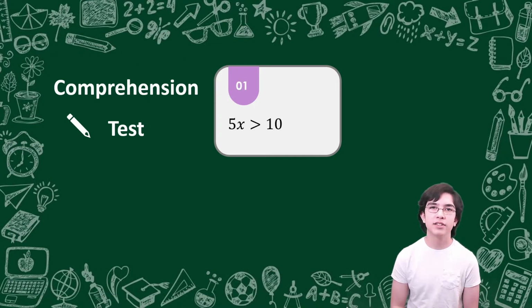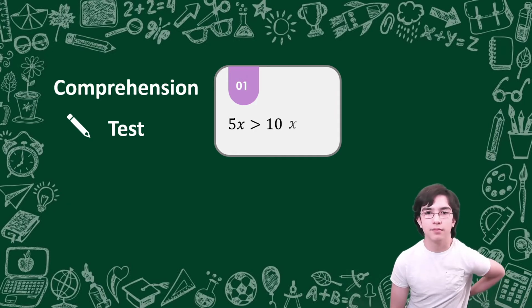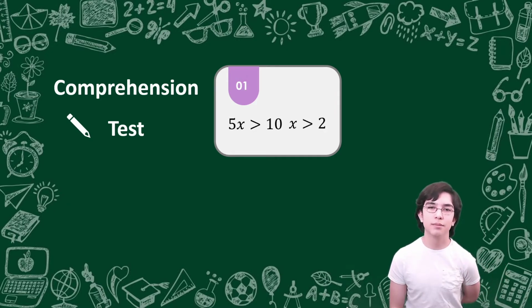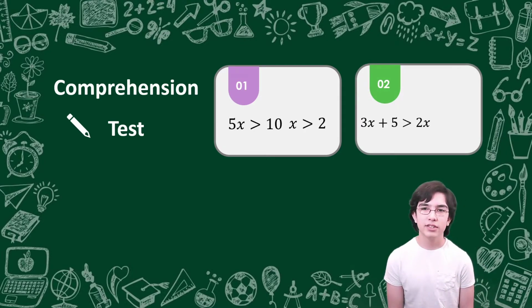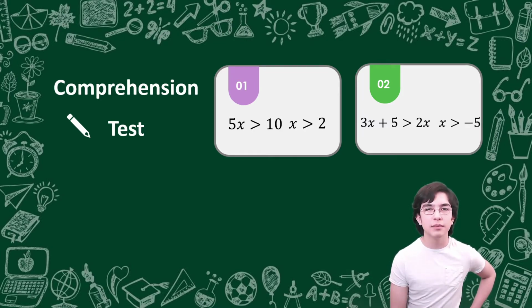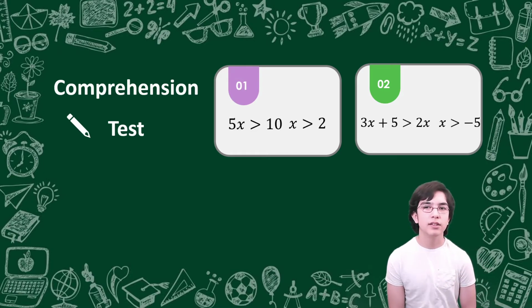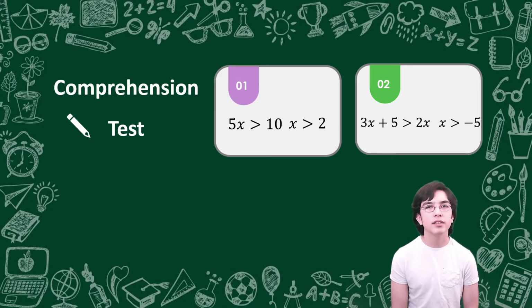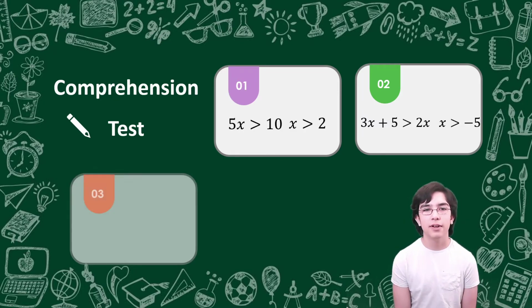So comprehension test, just to check if you've taken it in. First question, 5x is greater than 10. What's x? x is greater than 2. It's quite simple, you just divide it by 5. Question 2, 3x plus 5 is greater than 2x. So what would x be? x would be greater than negative 5, because 3x minus 2x is x, and then you get x plus 5 is greater than 0, so you have to subtract 5 from both sides, getting x is greater than negative 5.